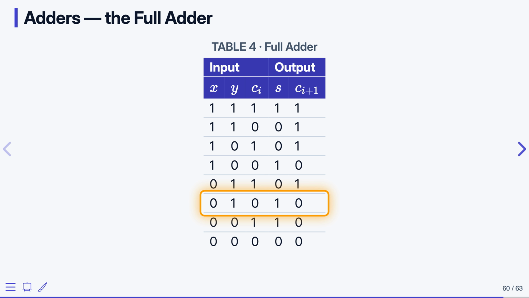1 again, sum 1 carry 0. 1 again, sum 1 carry 0. And the last row counts 0, so both outputs are 0. That is the whole table.